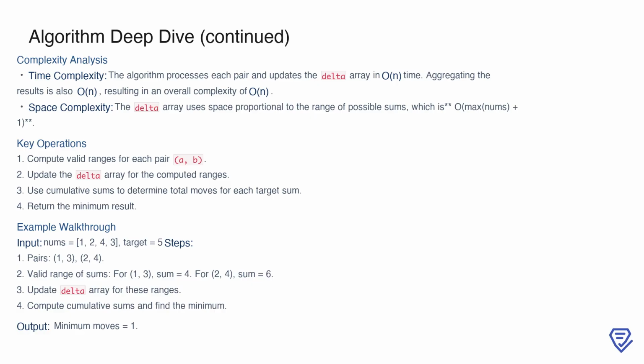To better understand this, consider an example where the input array is nums = [1, 2, 4, 3], and the target sum is 5. The pairs are (1, 3) and (2, 4). The sum for the first pair is 4, and for the second pair, it's 6. We update the delta array based on these ranges, calculate the cumulative sums, and find the minimum total moves, which in this case is 1. This example demonstrates how the algorithm efficiently minimizes adjustments while ensuring correctness.